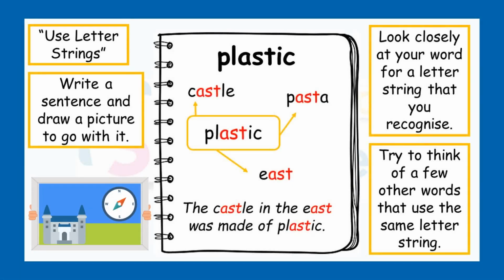Well, here's what I found. I recognized the letter string of A-S-T. I thought of these words that use the same letter string. Castle, pasta, and east. The sentence I made was the castle in the east was made of plastic. And here is my little picture to help me remember that sentence.